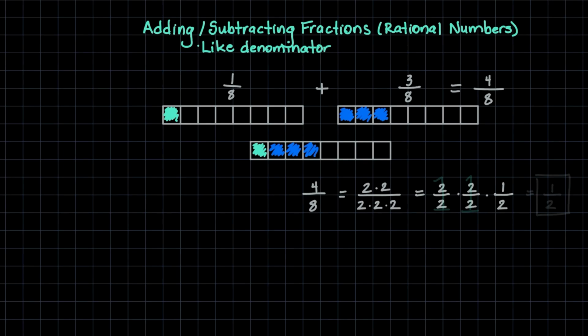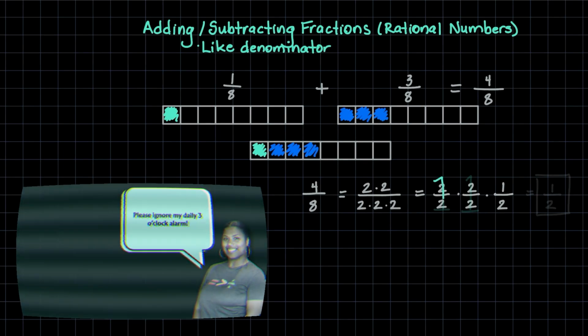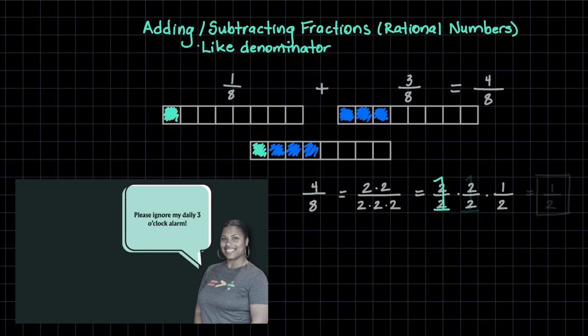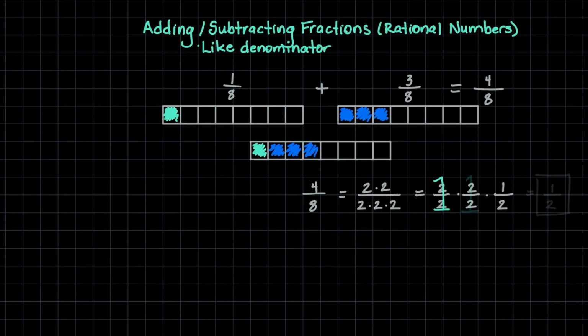I have 3 2's in the bottom, 2 2's at the top. This simplifies to 1. So now we're left with 1 times 1/2, which is 1/2. So 4 over 8 is equivalent to 1 over 2.